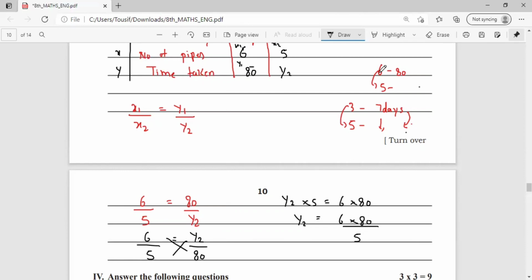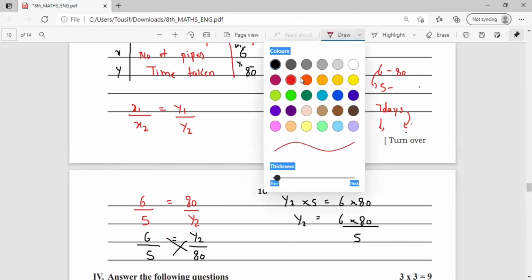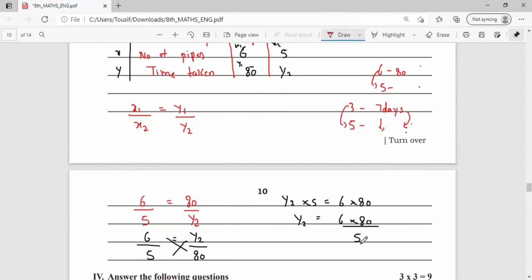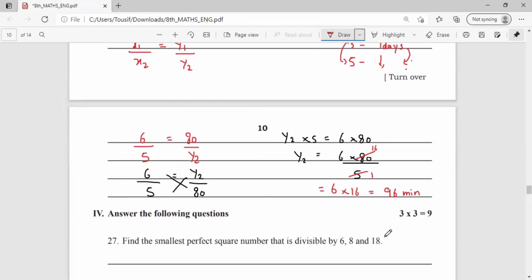Let us do a bit of cancellation. 5 ones are 5, and 5 sixteens are 80. So 6 into 16 will give the value as how much? 6 into 16 will give 96 minutes. If you want to write it in hours, like the initial value was given, you can write it as 1 hour 36 minutes. That is the time taken by 5 pipes to fill the tank.